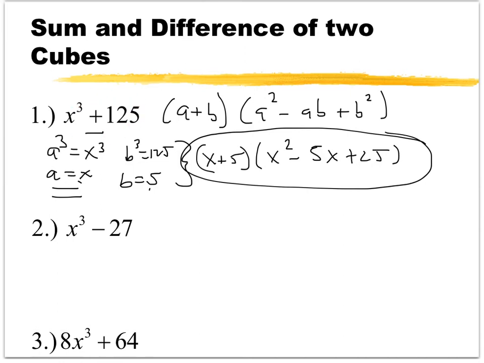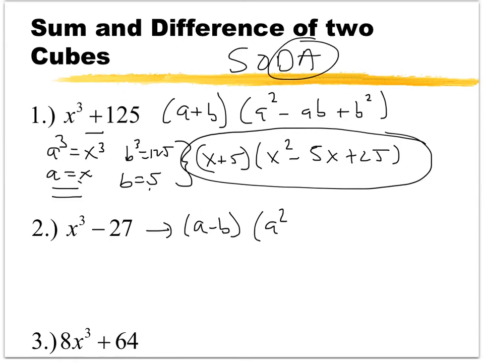Okay, so our next one is a difference of cubes. Here's our pattern, A minus B, and we have A squared, and we think about this idea, SOTA. So now we have difference, which is all the same. So it's all the same as the pluses, and it's always A squared, AB, B squared. So that's always going to be the case.